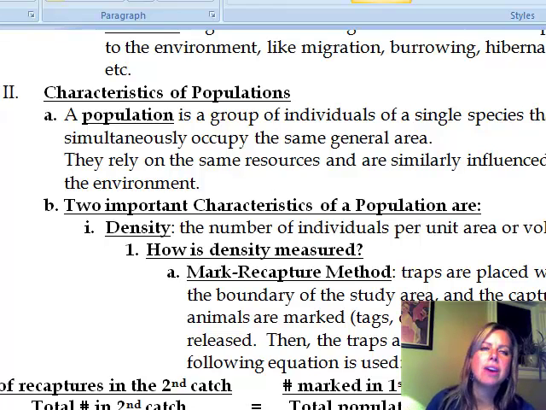So one thing that you have to take into account is what's called the density. That's just saying how many individuals there are per unit of area. For example, if I said there's 50 elephants per acre in this country or something like that.